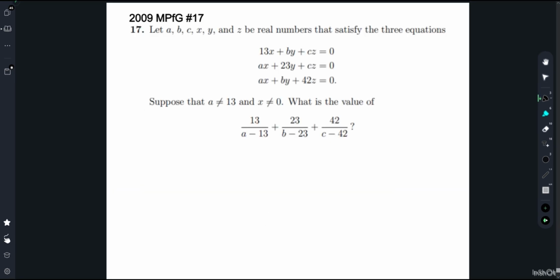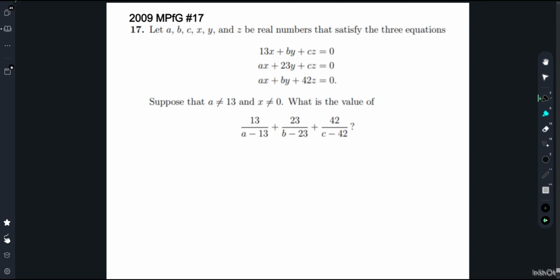Hello guys, today we're going over the 2009 Math Prize for Girls problem 17. So let a, b, c, x, y, and z be real numbers such that they satisfy the three equations 13x plus by plus cz is equal to 0, ax plus 23y plus cz is equal to 0, ax plus by plus 42z is equal to 0.